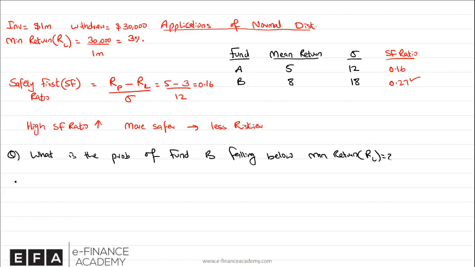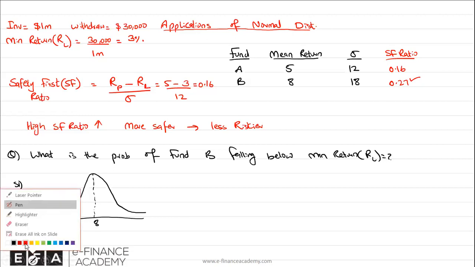All right, the first step would be, let's understand what's happening here. Your mean return would be here for fund B. Mean return is around 8%, while the minimum return lies to the left side, right? This is your RL, the 3%, as you can see. And we want to find the probability of it falling below the minimum return. Clearly, if you standardize 3%, will the score be positive or negative? Of course, since it lies to the left side of the mean, the score should be negative.